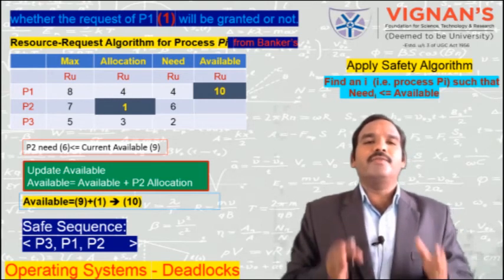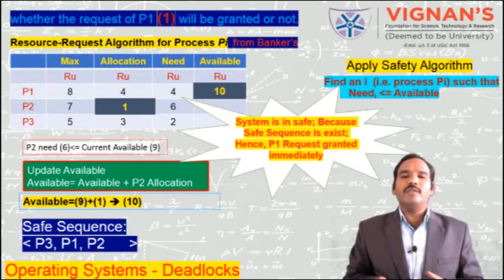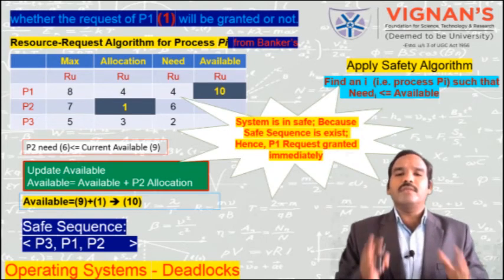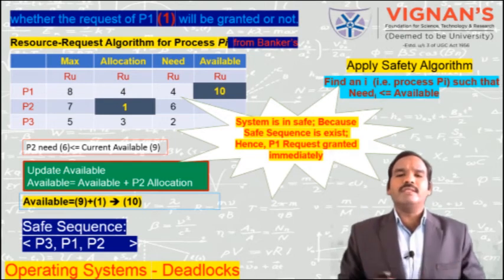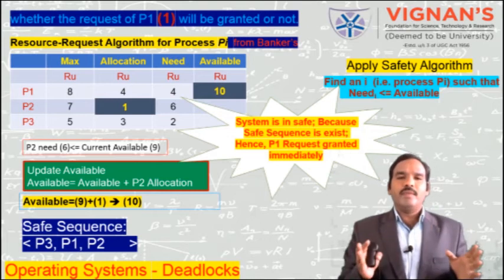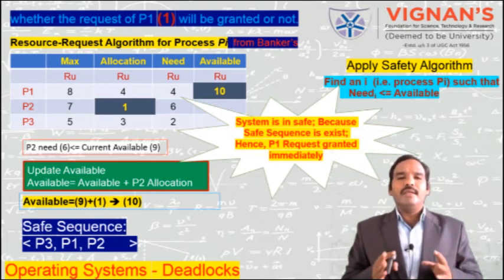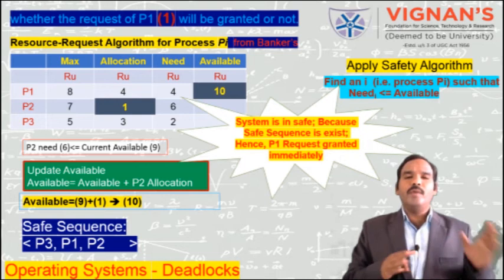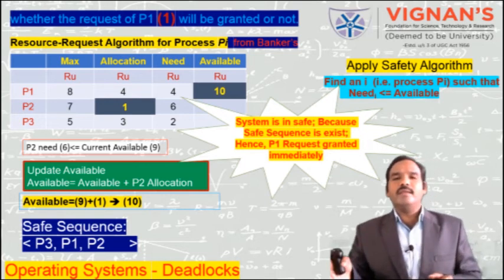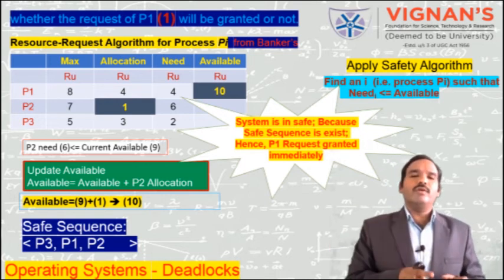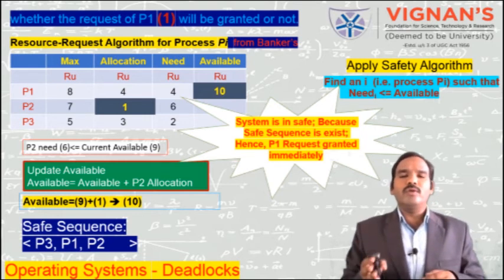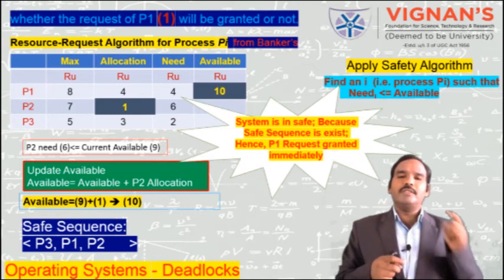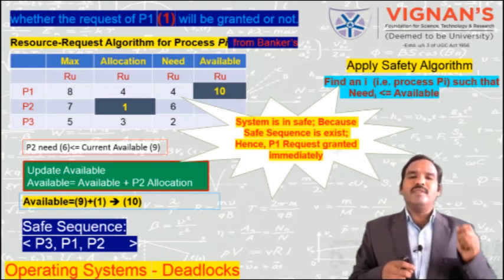Then what is the answer for the second question? The answer for the second question is that the system is safe because a safe sequence exists. Hence, the P1 request is granted immediately. Now we have solved problem 1 and problem 2 in the given question. What is the first problem in the given question?